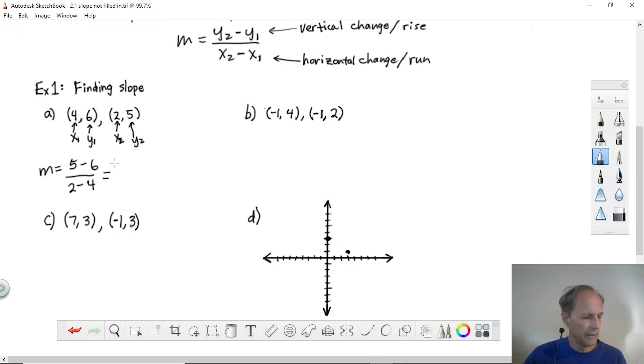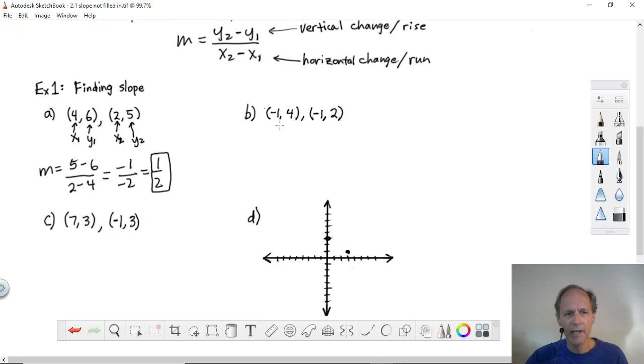So that should be it. What do we get? On the top, 5 minus 6 is negative 1. On the bottom, 2 minus 4 is negative 2. Comes out to 1/2, because negatives cancel, and that's our slope. Okay? Okay, so let's look at this one.